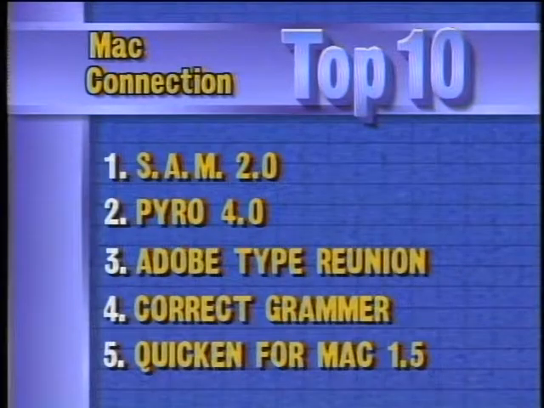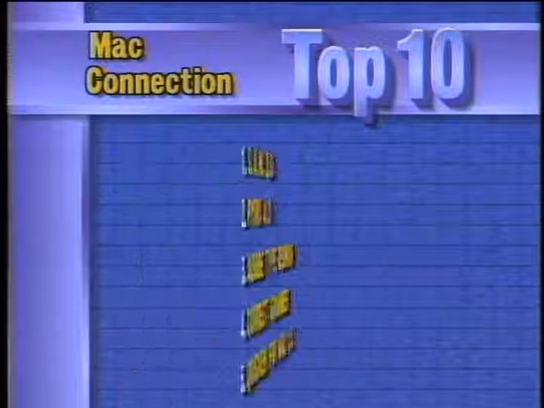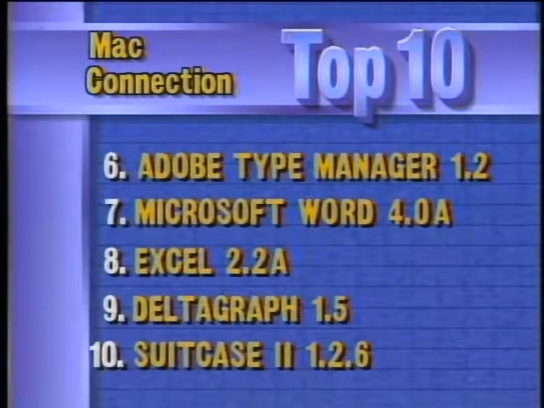Looking at the top 10 software titles for the Macintosh this week, Mac Connection reports that Symantec's antivirus program is the bestseller, followed by Pyro, Type Reunion, Lifetree's Grammar Checker, and Quicken. Rounding out the top 10 are Type Manager, Word, Excel, Deltagraph, and Suitcase 2. Sun has unveiled its new under $10,000 Unix workstation. Sun also announced its first ever retail deals with Entré, MicroAge, and Ninex.